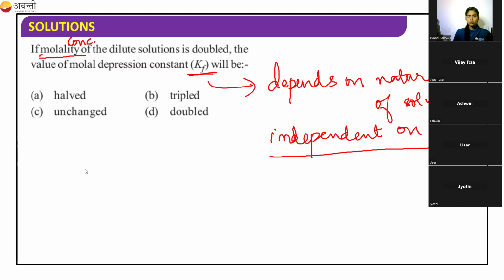Okay. So what is the correct answer? Option C is the correct answer. It will remain unchanged. Clear? So Kf, the molar depression constant, depends on the nature of the solvent and it is independent of the concentration. Shall I move on to the next question, students?